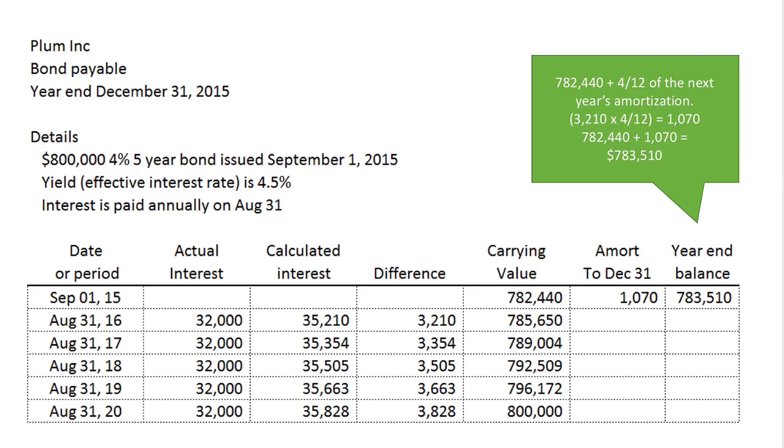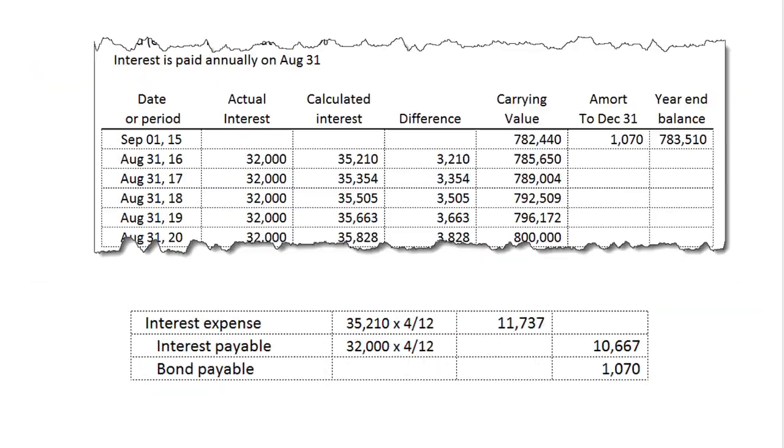This amount, the 1,070, is simply the amortization of 3,210 for September, October, November, and December, or 4/12. And that's going to equal the $1,070. That tells us the balance at the year end. We can then easily create the journal entry for the year end because we have to reflect this, of course, on the financial statement. You can see the amortization of the discount showing here.